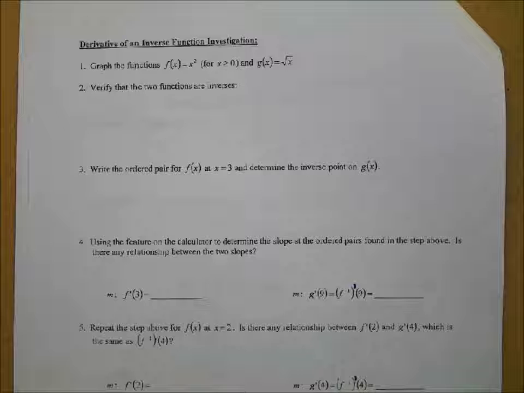And for number 4, you may absolutely use your calculator to determine the slope at those specific ordered pairs if you want to. Of course, it might be just as easy to do it mentally in some cases, but it's up to you what you want to do there. Okay. But number 4, you're asked to find f prime of 3, and you're asked to find g prime of 9. Okay.